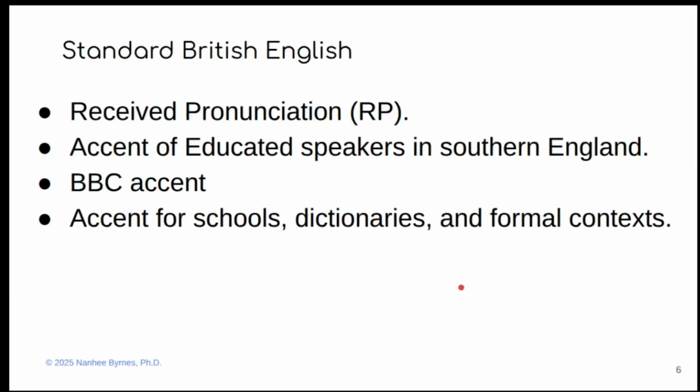What about the British side? In Britain, the equivalent is called Received Pronunciation, or RP. This is the accent traditionally linked to educated speakers in southern England. It's sometimes called the BBC accent because for many years, BBC broadcasters were trained to use it. Like General American, it became the reference accent for schools, dictionaries, and formal situations.